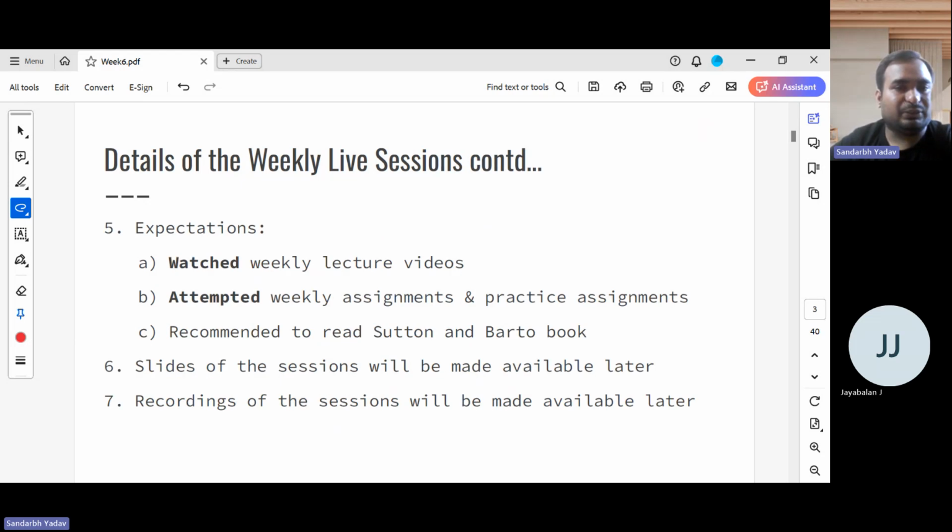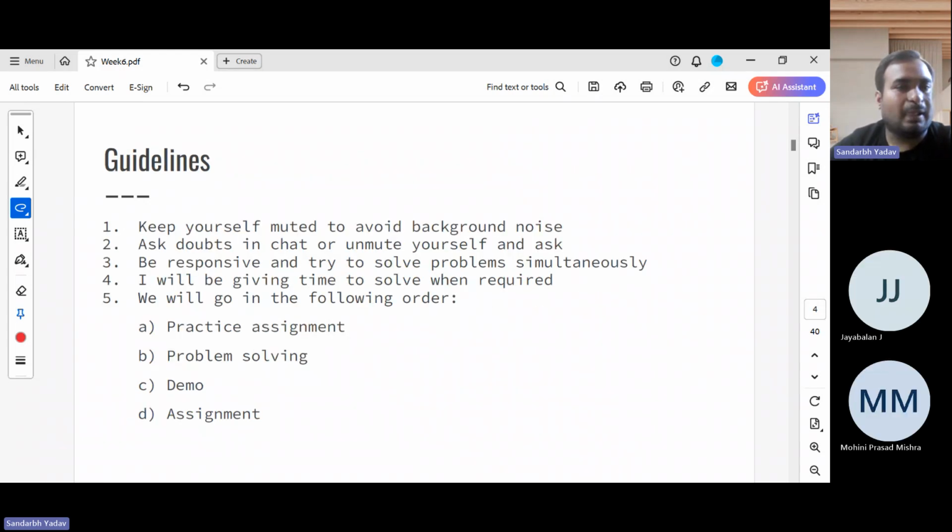The expectation, as usual, is that you have watched the weekly lecture videos of week 6 and at least made an honest attempt on the weekly assignment and practice assignment, and it is as usual recommended to read the book. After this week, you should have read chapters 5 and 6 of the book. The slides and recordings are getting updated in the same spreadsheet. Again, we will follow the same order: practice assignment, then problem solving, demo.